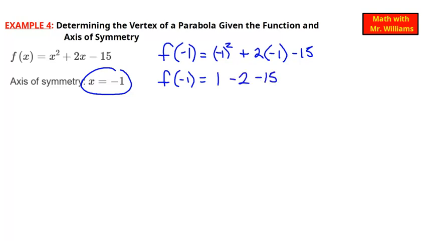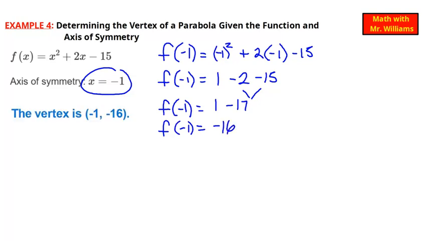I'm going to combine my negative numbers here with the ones dealing with subtraction. Negative 2 minus another 15 gives me negative 17. Then we have 1 minus 17 equals negative 16. So the vertex is at (negative 1, negative 16).